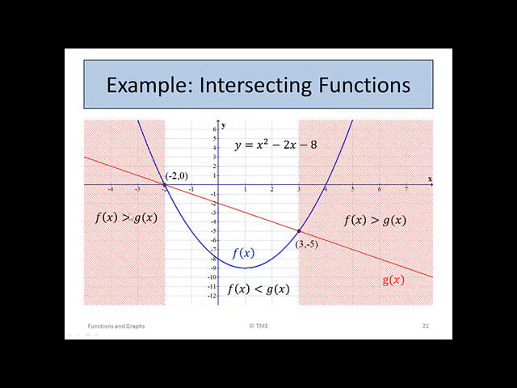So we can mark those as shaded areas. All of this shaded area here to the left and all of this to the right is when the f(x) is greater than g(x). And in this space here, it's the opposite, when f(x) is less than g(x). And at those 2 points, that's when they're both equal.